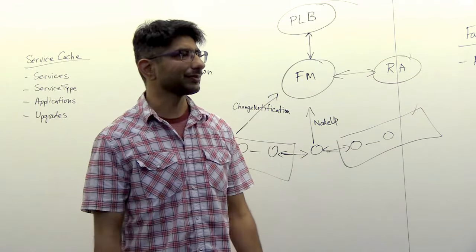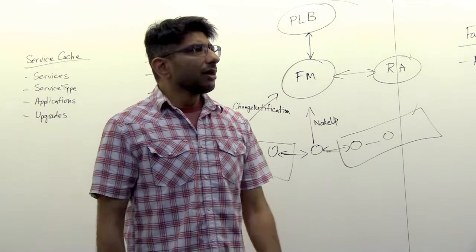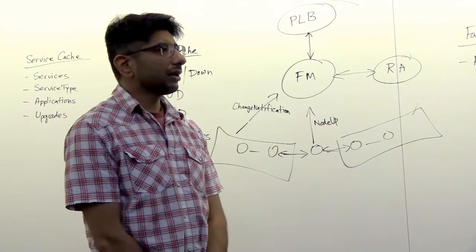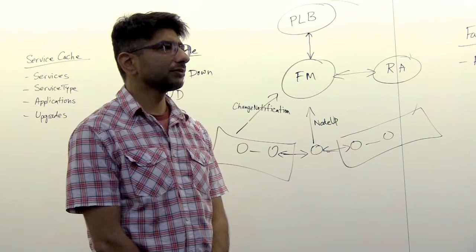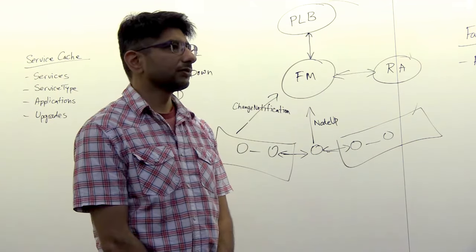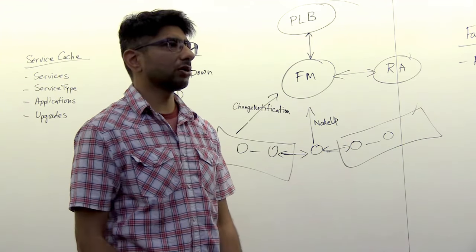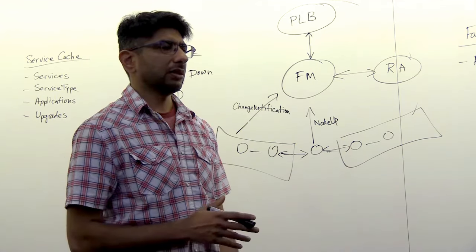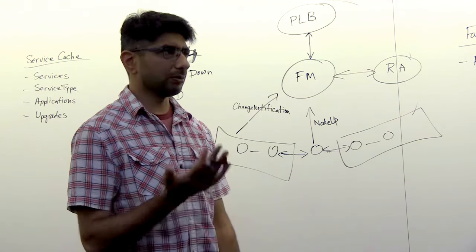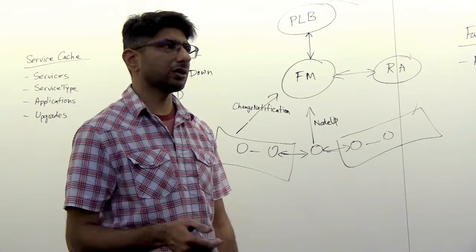So the FM is the one that really keeps track of the configuration, even though it's a reconfiguration agent that executes on the required configuration. So while a reconfiguration is going on, FM is the one that has come up with the final plan. Okay, and RA is trying to get to that final plan.